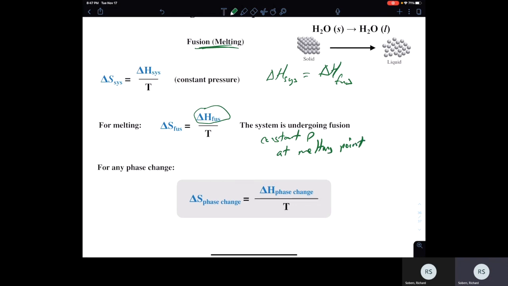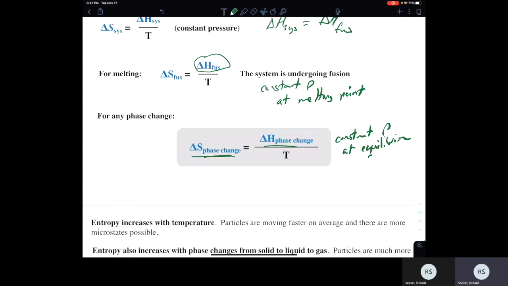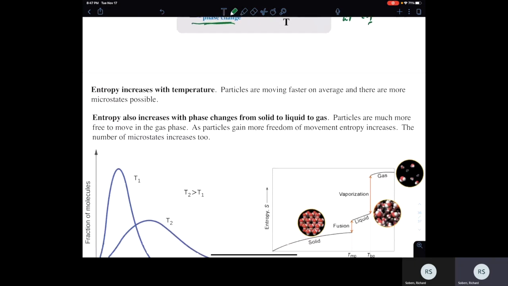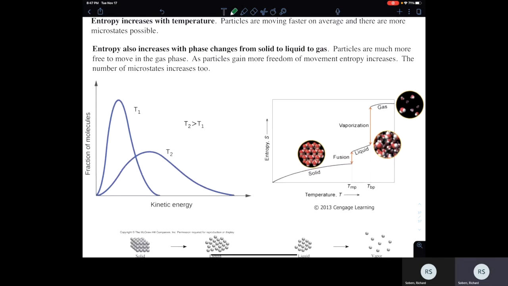And then for any phase change, delta S for that phase change is delta H over T. Again, constant P at equilibrium. I'll just say at equilibrium. When is it at equilibrium? At the temperature that phase change occurs. So for boiling, it'd be the boiling point. Okay, and then finally, let's look at some graphs here.